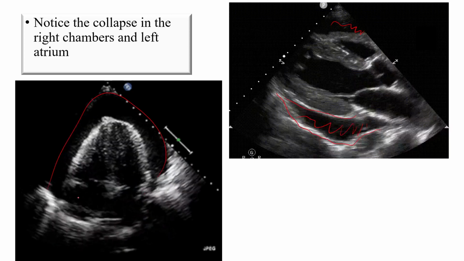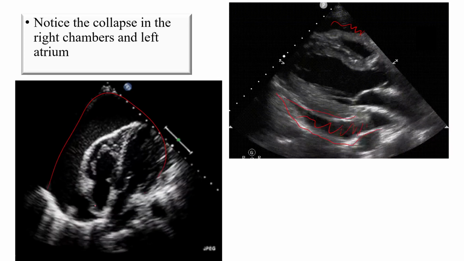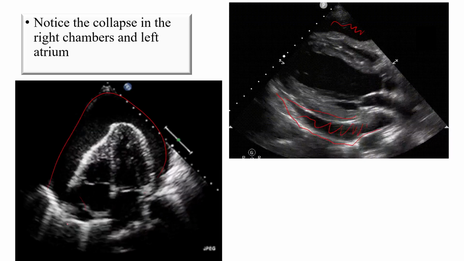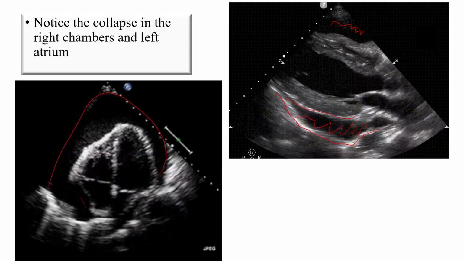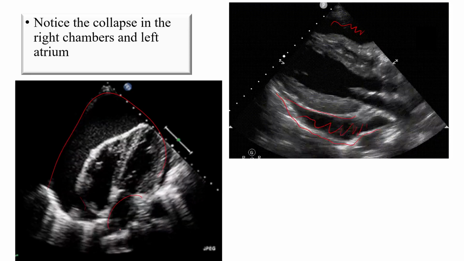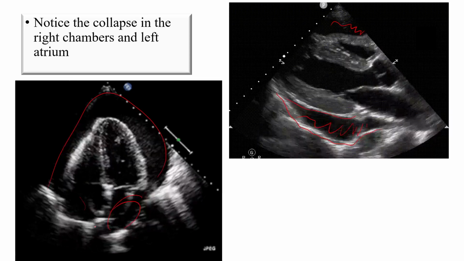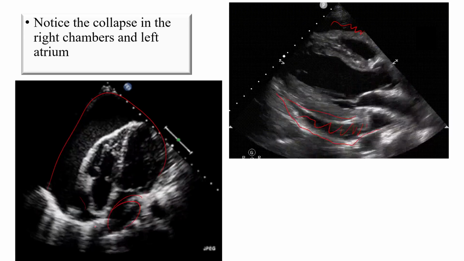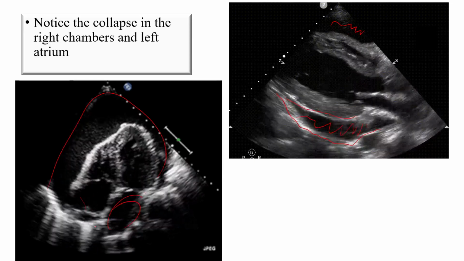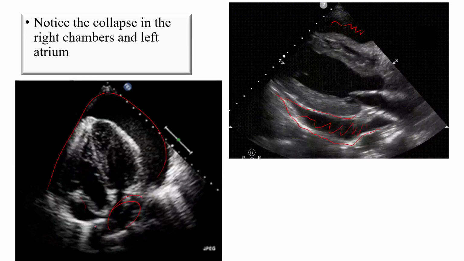You can also notice here the collapse of the left atrium from the high pressure. And actually, when the collapse reaches the left atrium, this is a very specific sign that the patient is starting to have real tamponade, and he may go into complete tamponade.